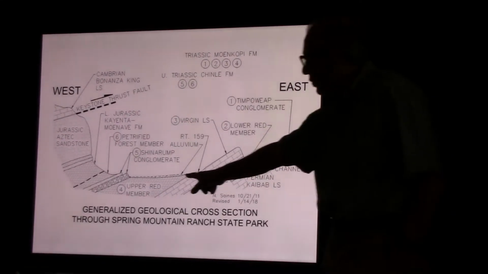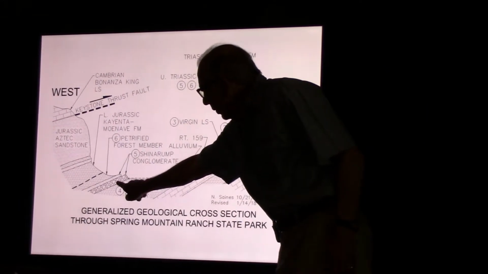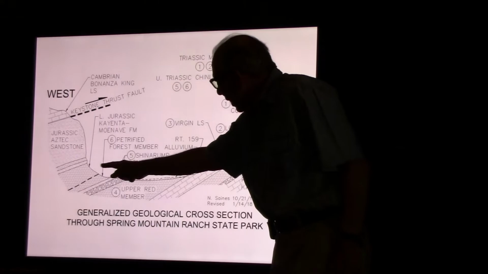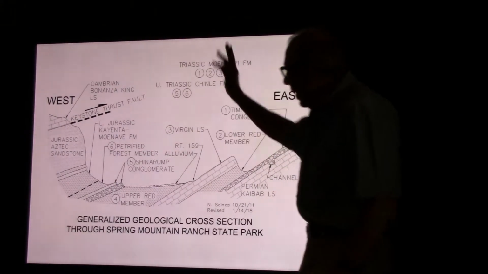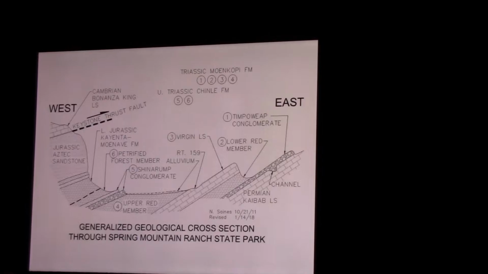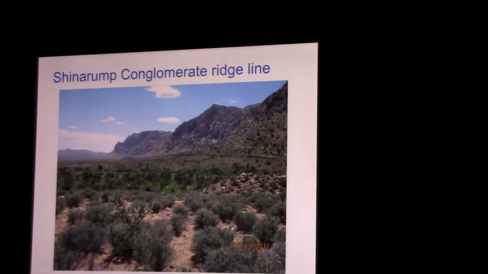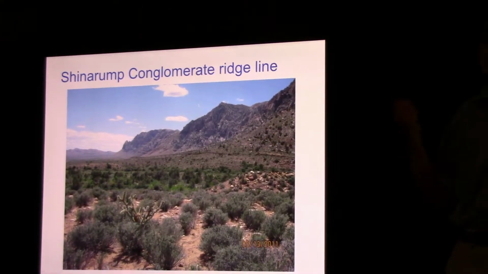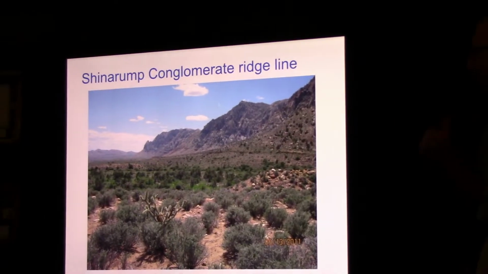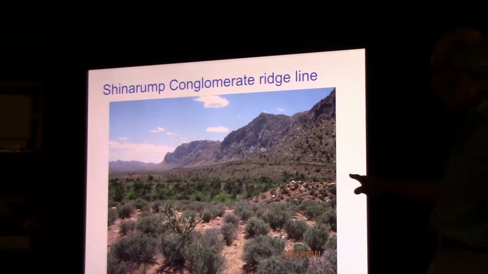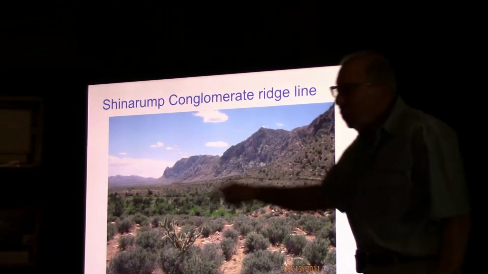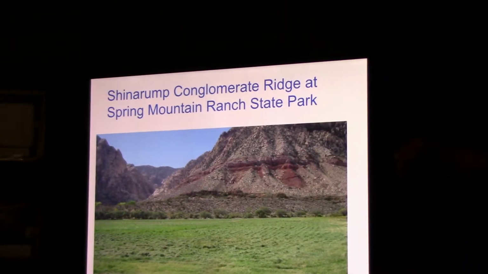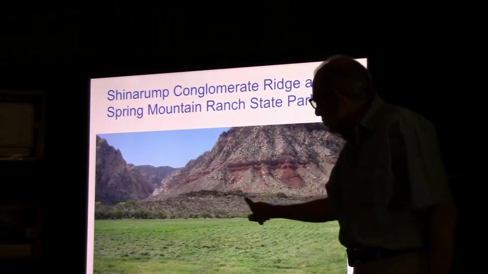So we're over here now. The Shinarump conglomerate has the conglomerate and then sandstone, and then the Petrified Forest member where the vertebra was found, and then the Kayenta and Moenave, and above that is the Jurassic Aztec sandstone. The Shinarump conglomerate has a ridge line all the way from Potato Knoll near Oak Creek in the National Conservation Area almost to 160. A really nice exposure is right here. We're going to walk up to see it.